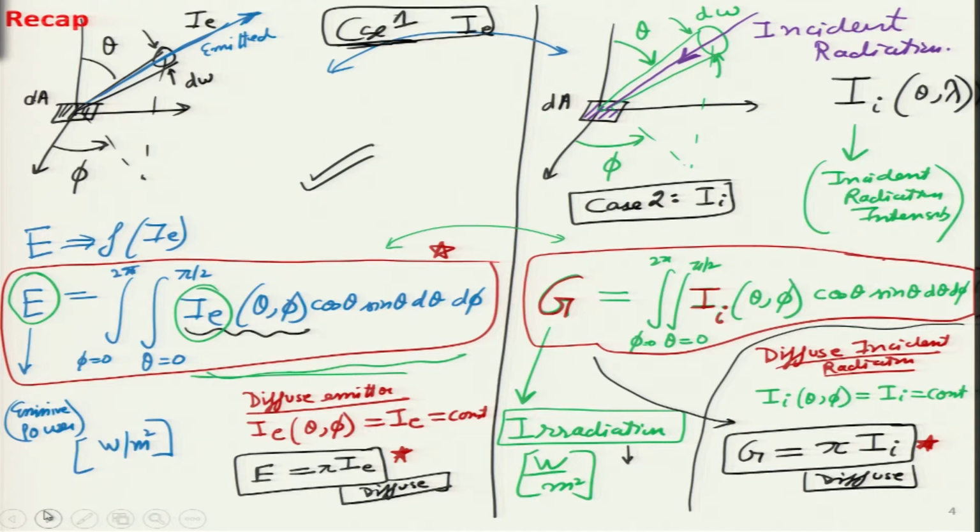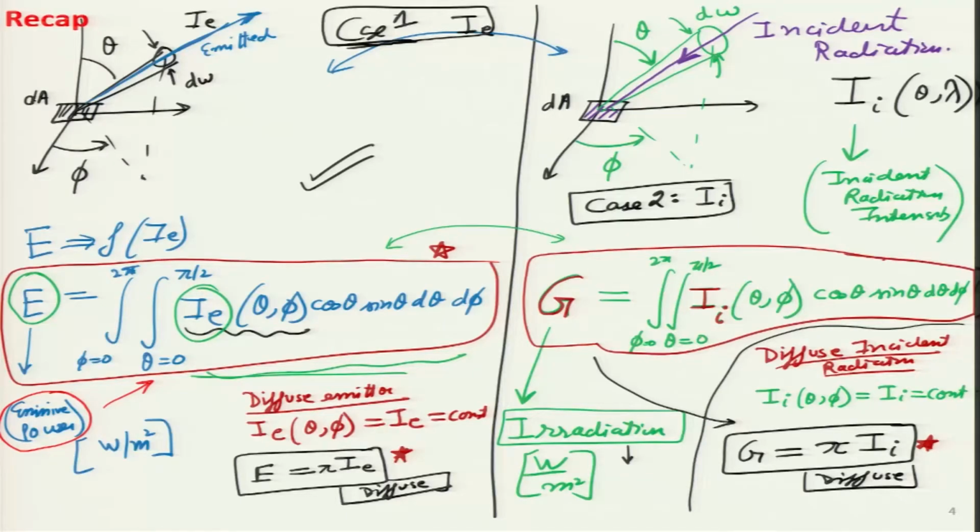Then we went on and looked at the relationship between IE and capital E, which is the emissive power. So, we looked at this particular relationship over here. So, using this particular equation, we can convert the radiation intensity for emission into emissive power. In other words, we can convert the watts per meter square per steradian into watts per meter square. The same thing can be done for incident case as well.